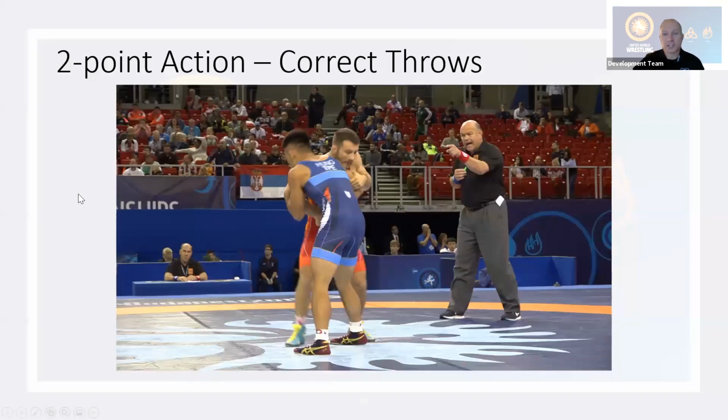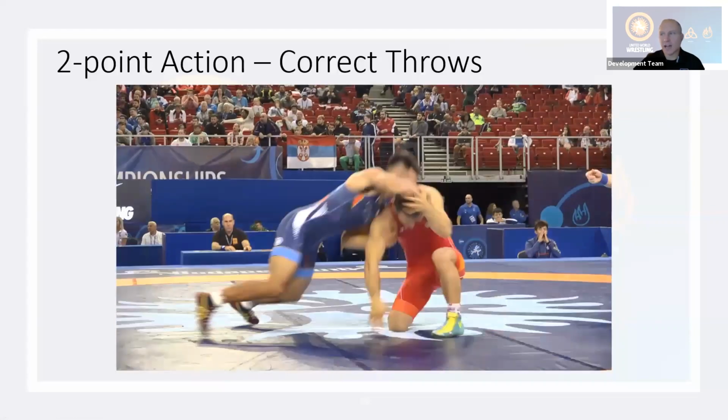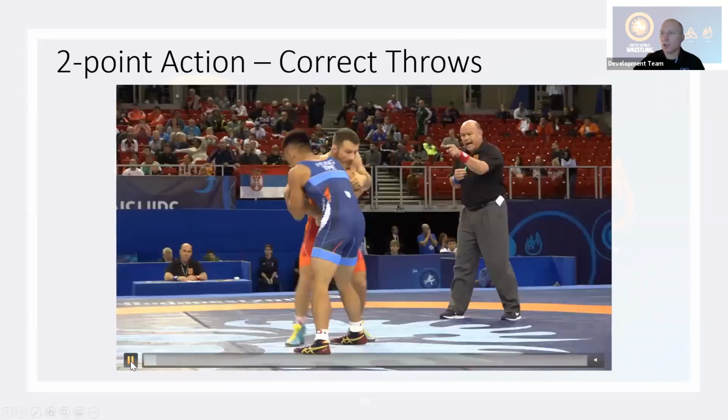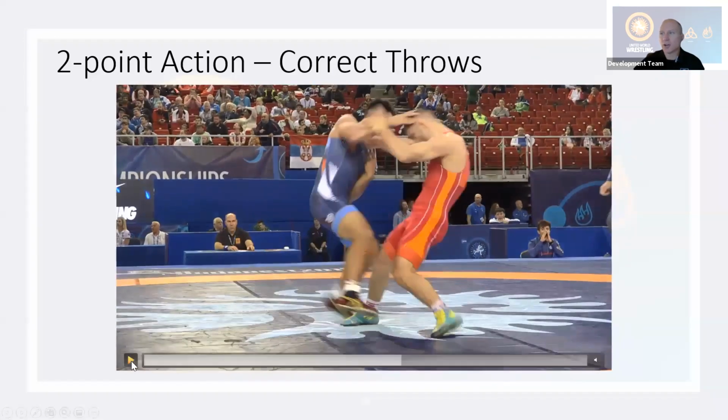Another 2-point action is a correct hold. You see these a little bit more often in Greco-Roman, but certainly can be in any style. So that was a good example of it here. Red makes an action, and blue does not go to the danger position.